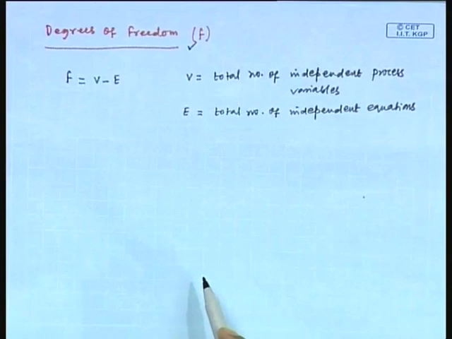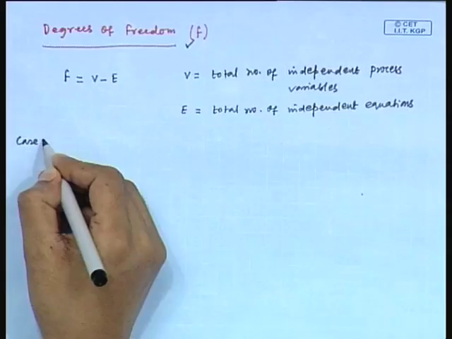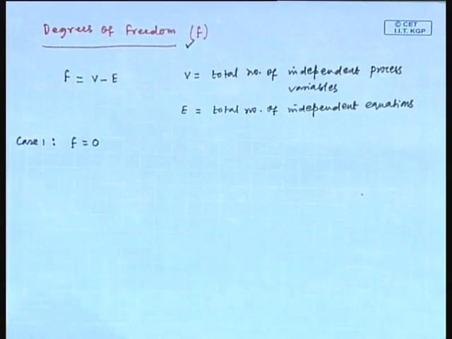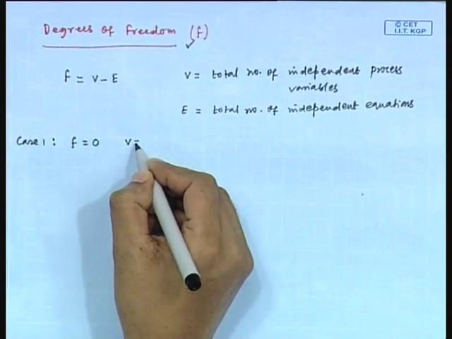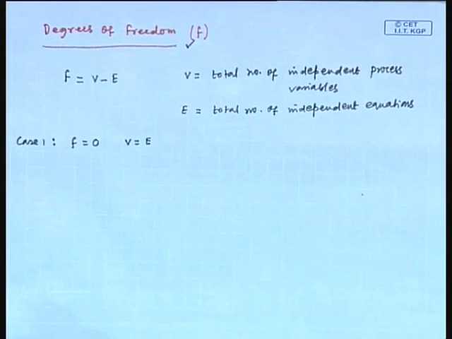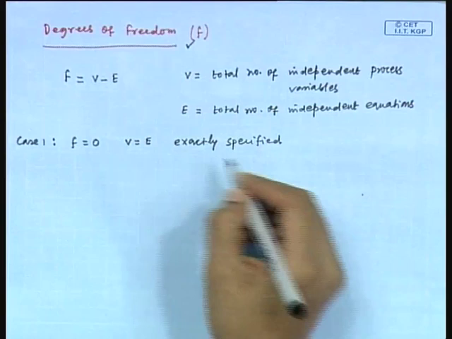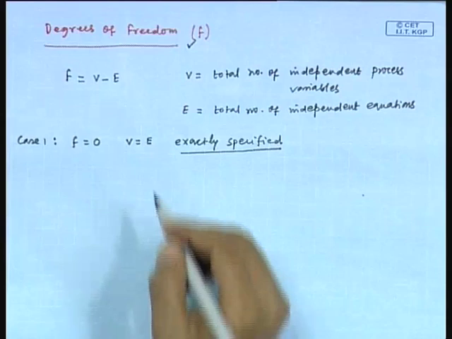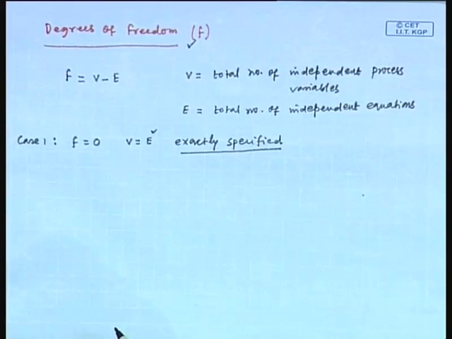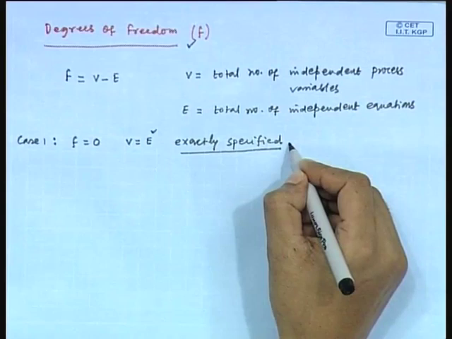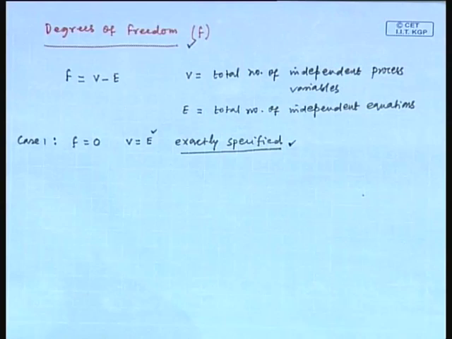Now, in the analysis of degrees of freedom, we will consider three different cases. In the first case, F equals 0. It means the number of independent variables equals the number of independent equations. That means the system is exactly specified. When degrees of freedom equals 0, V equals E. That means the number of independent process variables equals the number of independent equations. In this situation, the system is exactly specified. I mean, there is no problem finding the solution of the modeling equations.